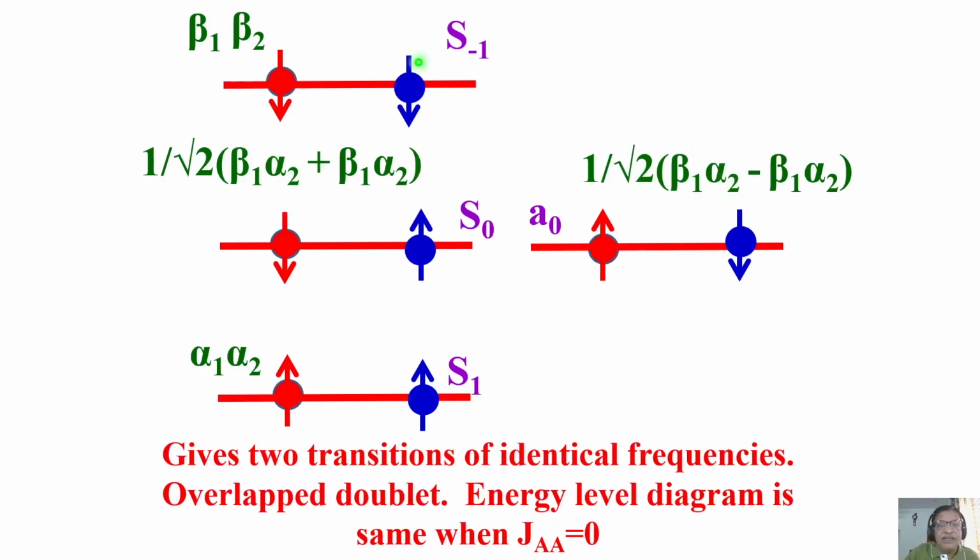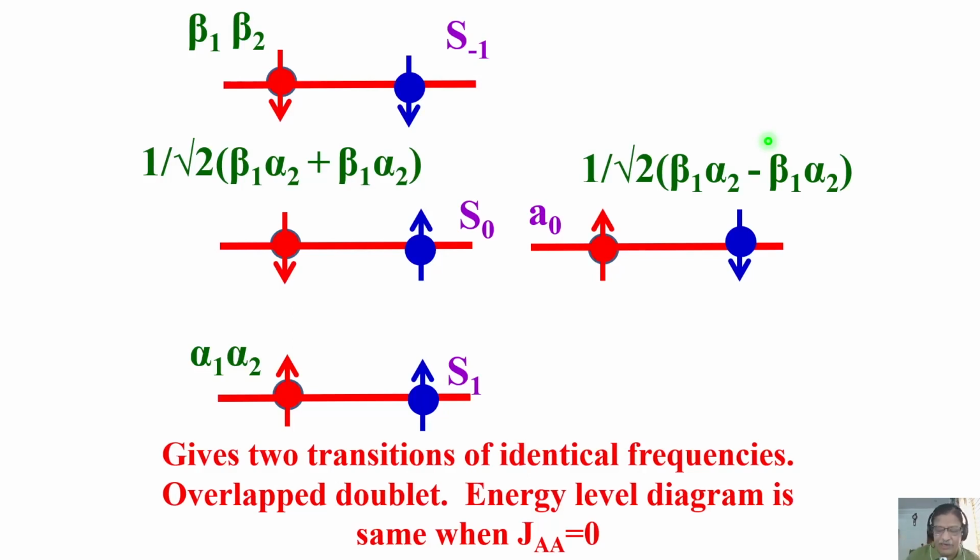So these three states are called symmetric states. These are the triplet states. We call them symmetric states here, whereas this state is the anti-symmetric state. What is a symmetric state and what is an anti-symmetric state? Of course, I don't want to go into details.